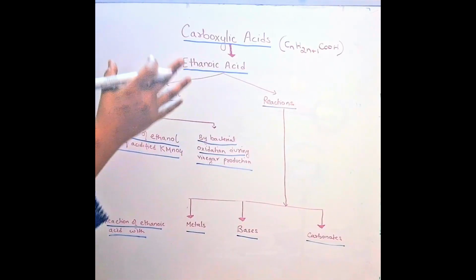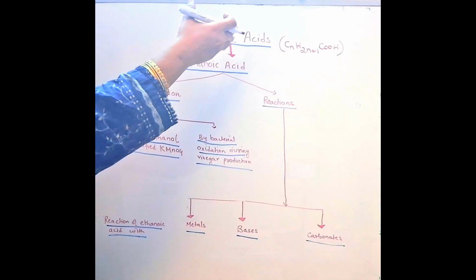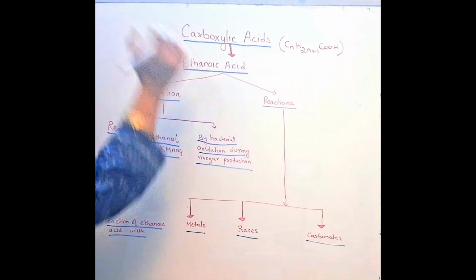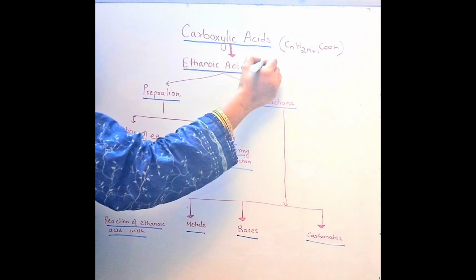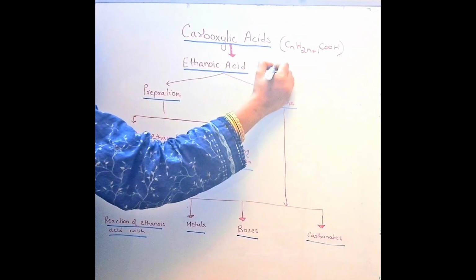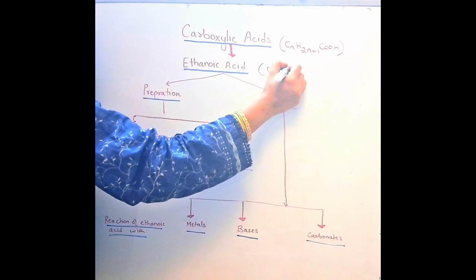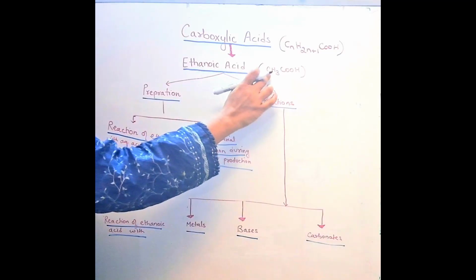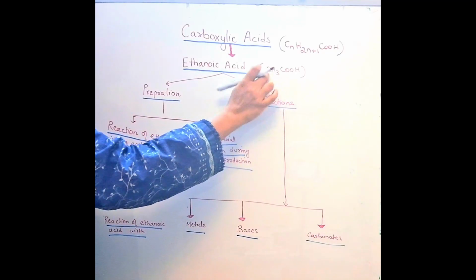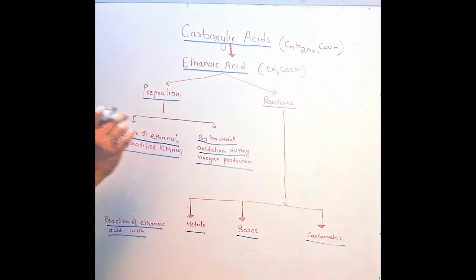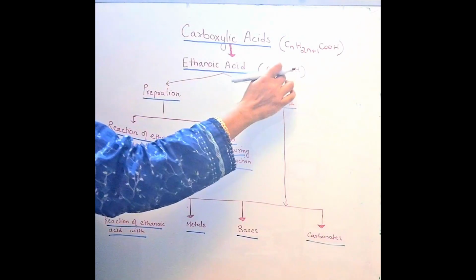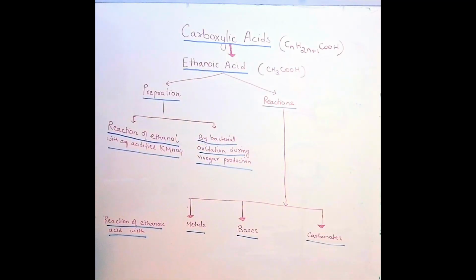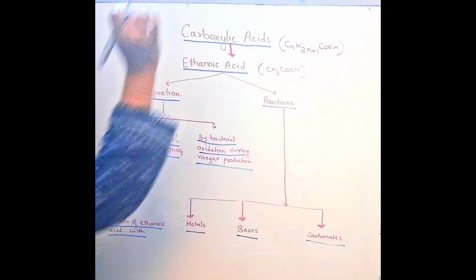Now what we will understand in the carboxylic acid. Specifically, we need to understand ethanoic acid. What is the molecular formula of ethanoic acid? It is CH3COOH. So why is it ethanoic acid? Because it is made up of two carbons. That is why its name starts with ethane. And since it has the functional group COOH, its name ends with oic acid. So that is why this is ethanoic acid.